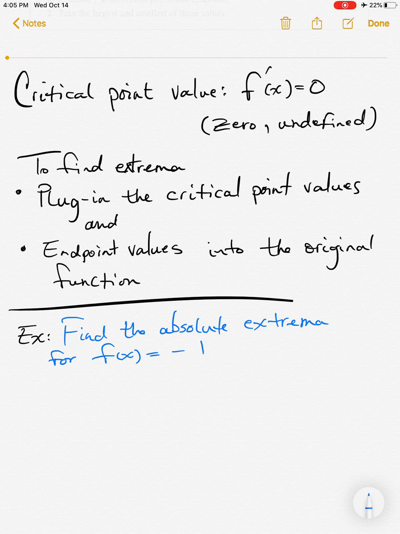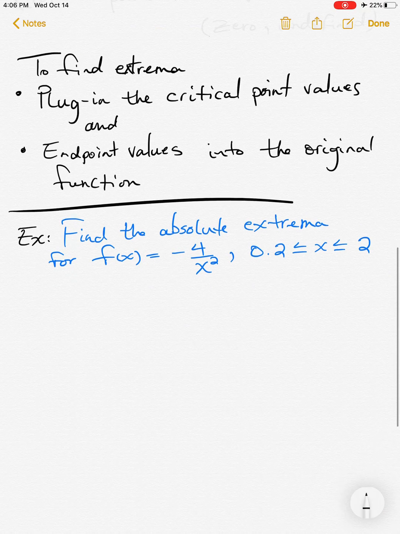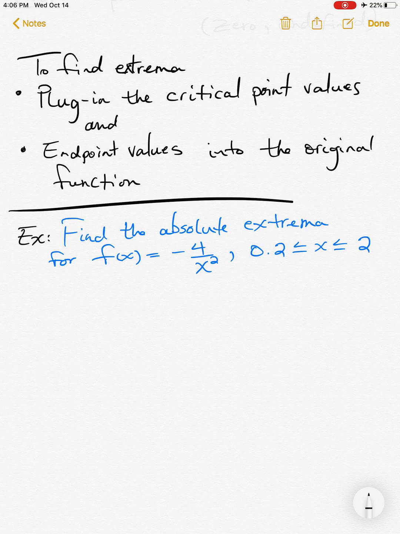equals -4 over x squared on the closed interval 0.2 to 2. Alright, so if we're going to find the absolute extrema, you already know you're going to have to plug in the endpoints into the original problem. So let's go ahead and get that out of the way. Let's go ahead and do some plugging in.